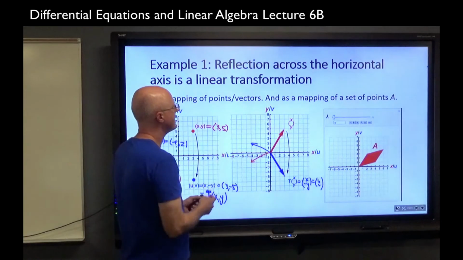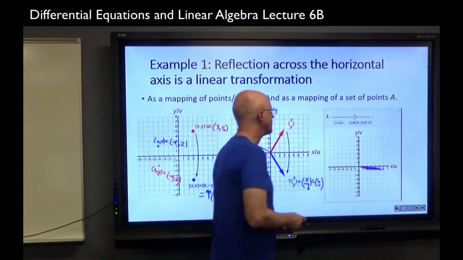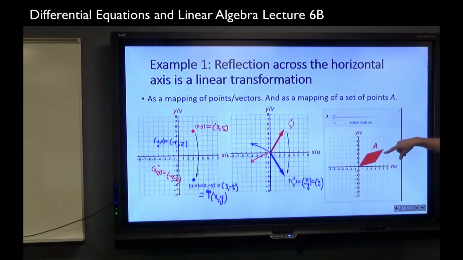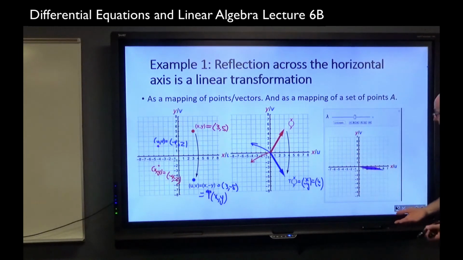And here is a way to visualize it as a mapping of a set of points. This red parallelogram right there, A, gets mapped to its image, T of A, which is blue. The in-between steps, by the way, are just your own imagination. It's not literally what's happening, okay? The math in terms of the formula is just a static thing. But we can bring it to life by imagining the mapping this way.